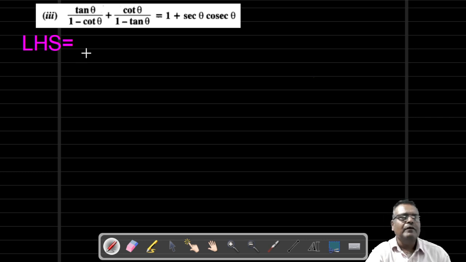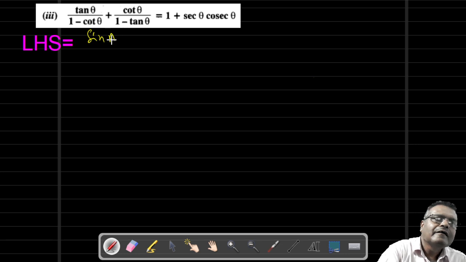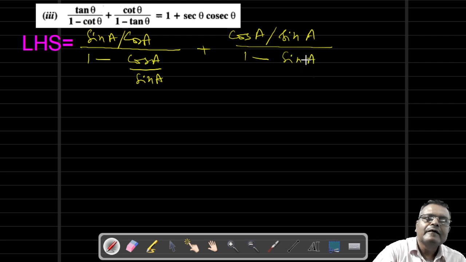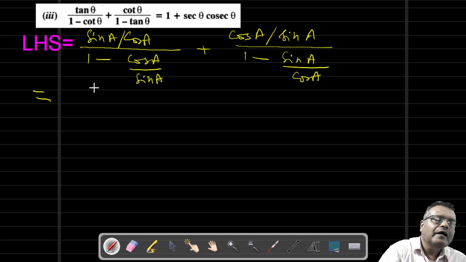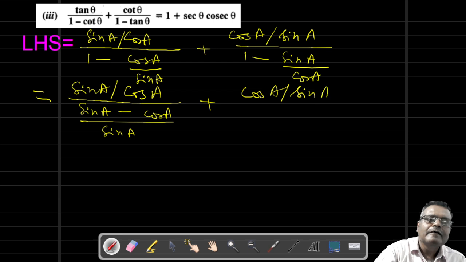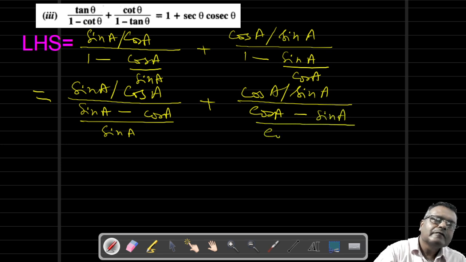Third question. Tan A divided by 1 minus cot A, plus cot A divided by 1 minus tan A. Tan A you can write as sin A by cos A divided by 1 minus cos A by sin A, plus cos A divided by sin A, divided by 1 minus sin A divided by cos A. You are having now sin A by cos A divided by (sin A minus cos A) divided by sin A, plus cos A by sin A divided by (cos A minus sin A) divided by cos A.